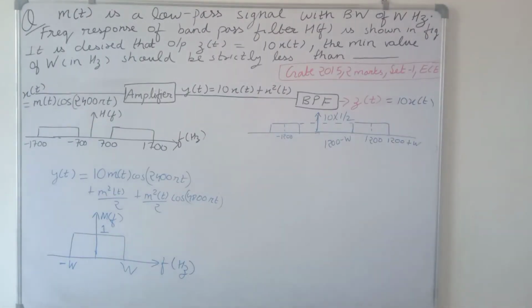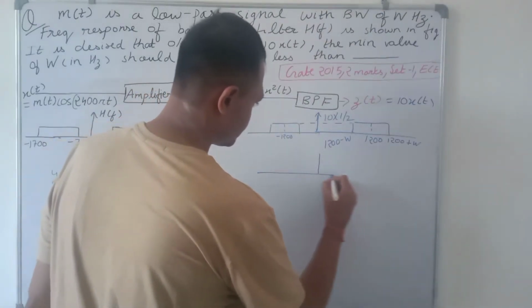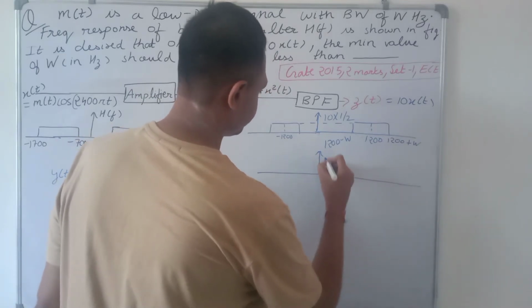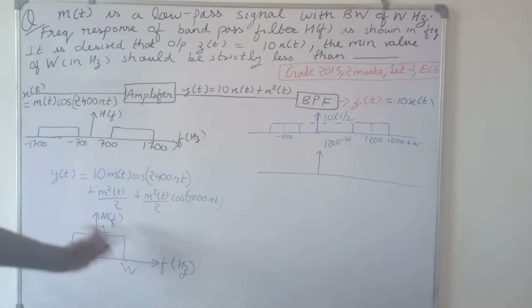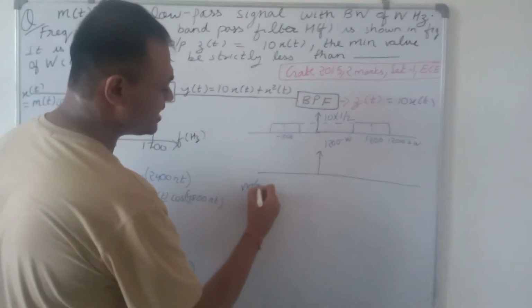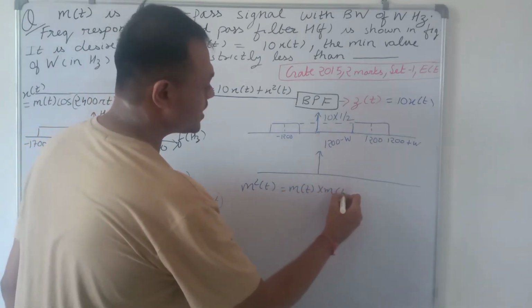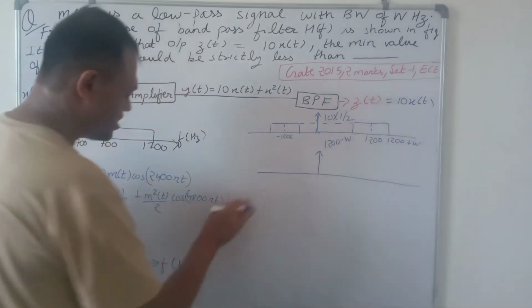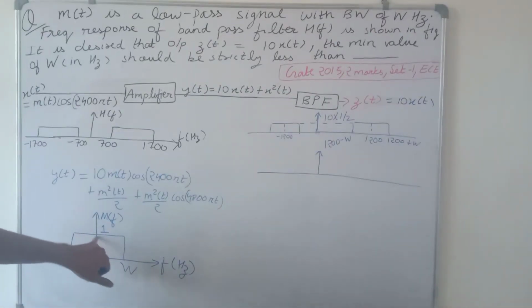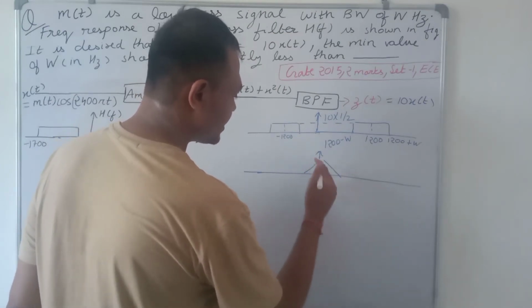Now half m square of t. So this is the frequency response for m(t). For m square of t, we have to multiply m(t) with m(t). So in the frequency domain it will be a convolution. When we convolve a square signal with itself, its convolution will be a triangular signal.